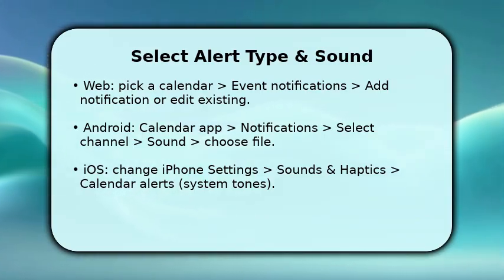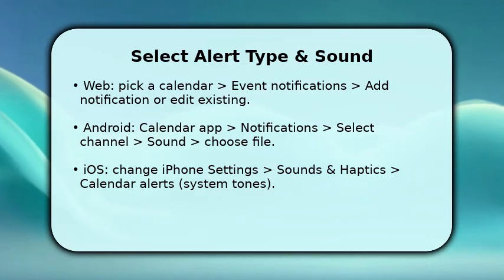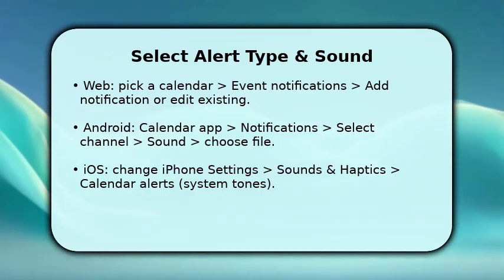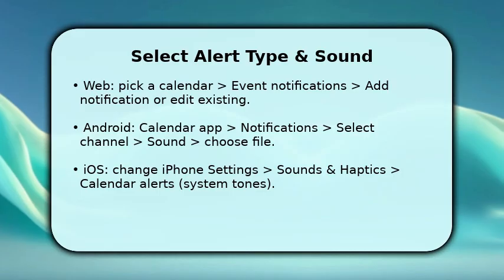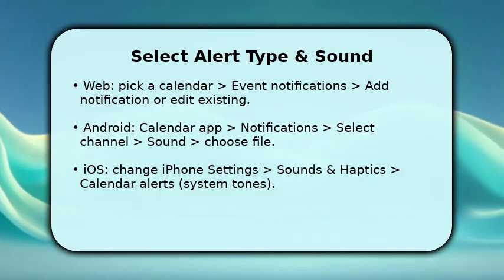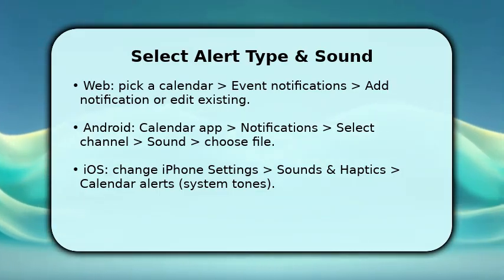On Android, open the app's notifications, tap the channel for event reminders, then choose sound and pick a file or ringtone. You can also set vibration. On iPhone, make sure you change the calendar alert tone in the phone's sound setting.